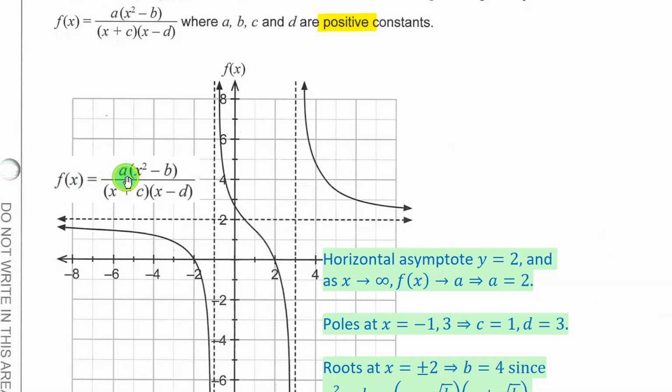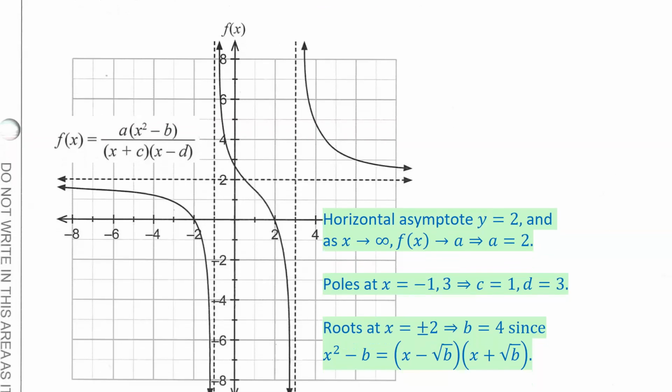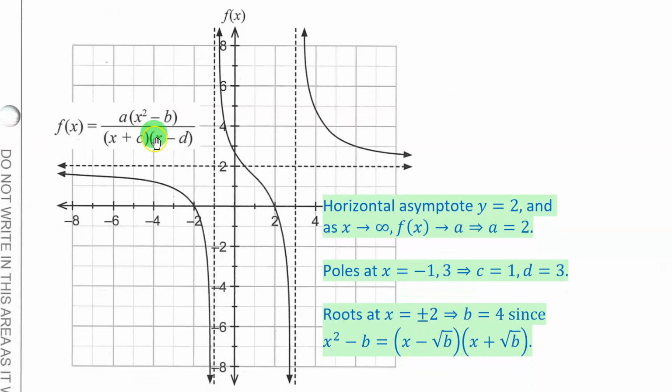If I scroll to about there, I've got a copy of the function over here. That's great. I can keep scrolling down. I remember now. So here's the function. Let's start off with these horizontal asymptotes.